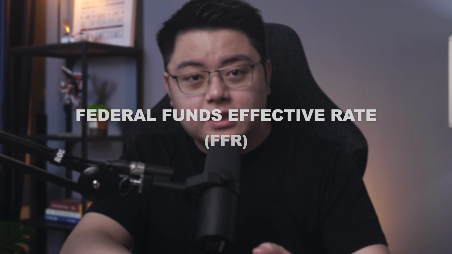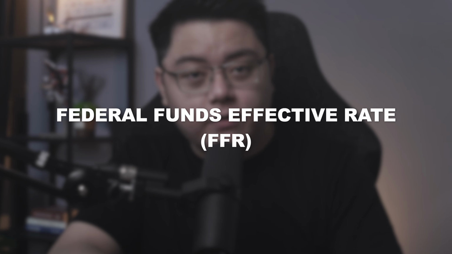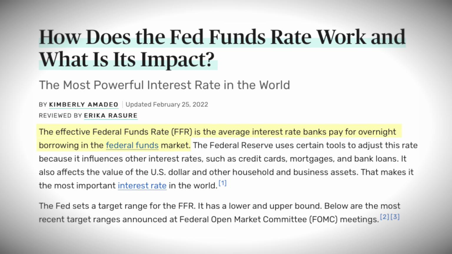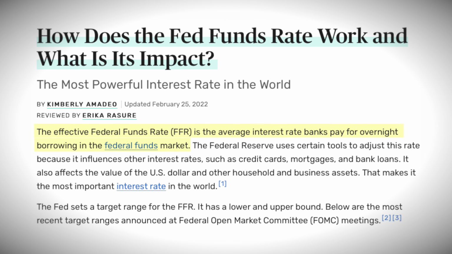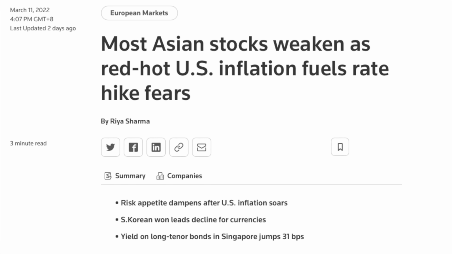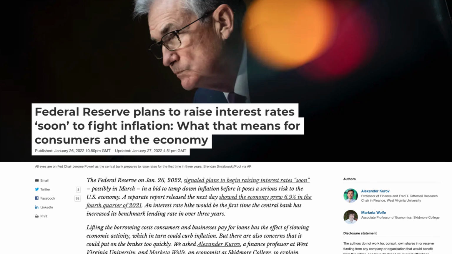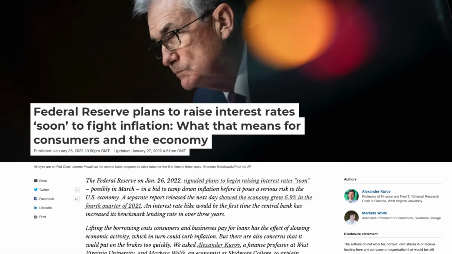The first and the most fundamental indicator for the US stock market, or just the country in general, is the Federal Funds Effective Rate (FFR), which I've covered extensively in my previous video, so I highly recommend you check that out for a more detailed explanation. Very briefly, the FFR is the interest rate that banks refer to for overnight borrowing, and that has a ripple effect towards the US economy, if not the world economy, because the US dollar is the reserve currency of the world. Interest rates have long been a way for the US Federal Reserve to calibrate and control inflation.